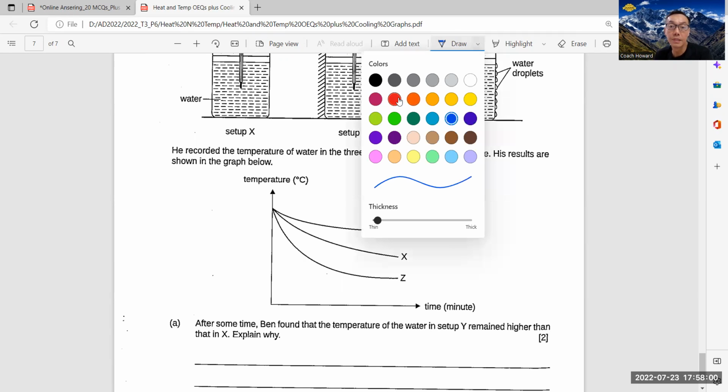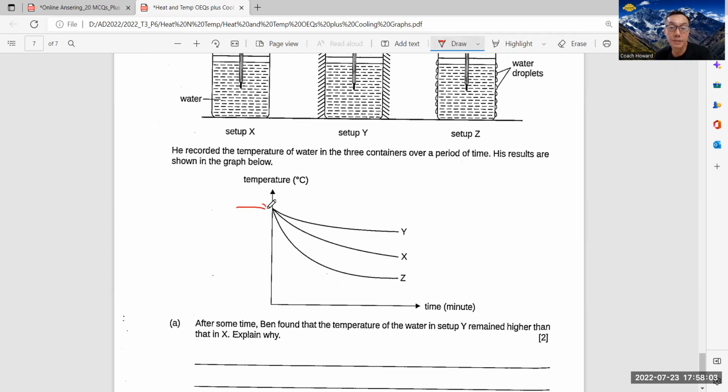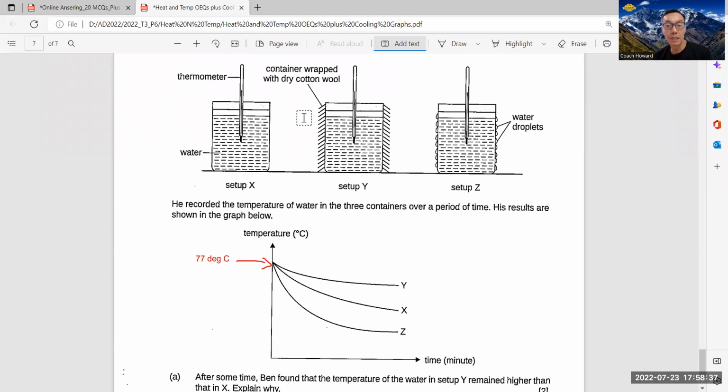You need to take note, they always start at the same temperature because you are comparing how the 3 setups experience the cooling. Here the temperature is not indicated, so maybe you just give a generic temperature. This setup is water, so I just put a generic temperature, 77 degrees Celsius. For example, at the beginning, the 3 setups have 77 degrees Celsius, and the thermometer is measuring the temperature of the water inside.